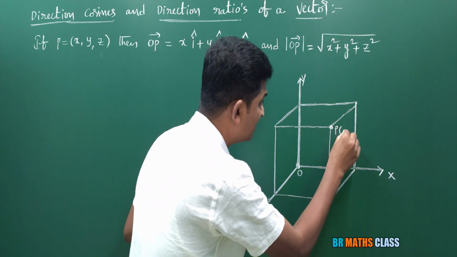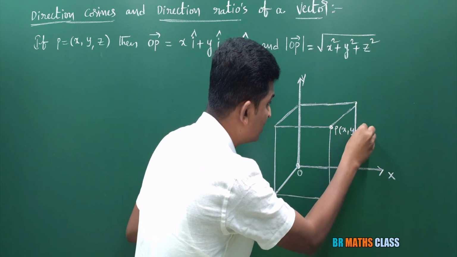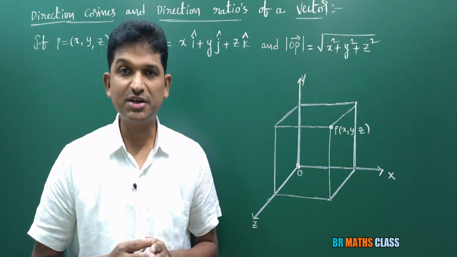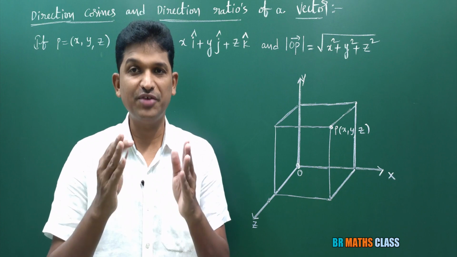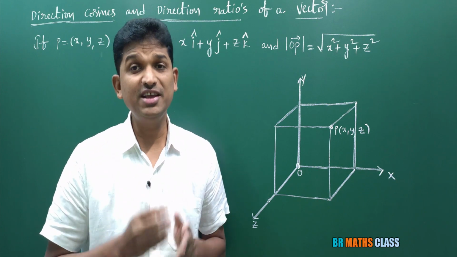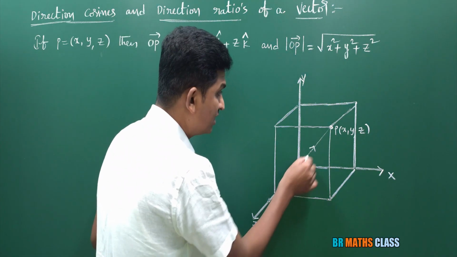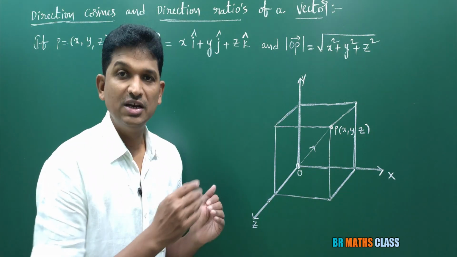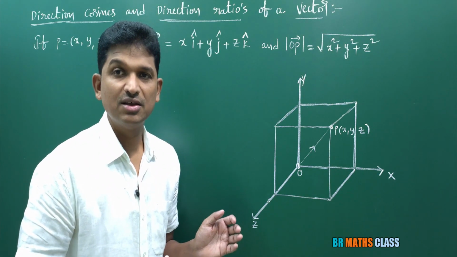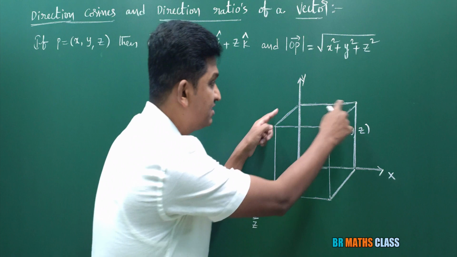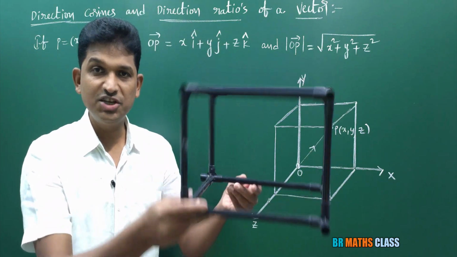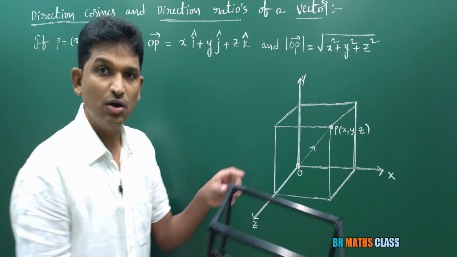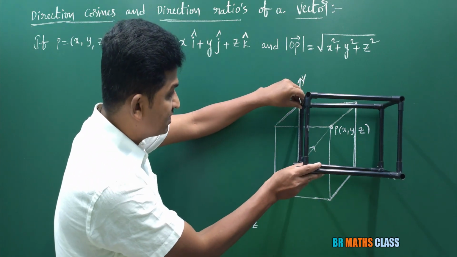Here, P is (x, y, z). I am trying to find the direction cosines of the vector OP bar. Where is OP bar? Observe, this is OP bar. It is a little difficult to understand this, so to explain, I will consider a figure of this shape. Now you try to understand what is happening exactly.